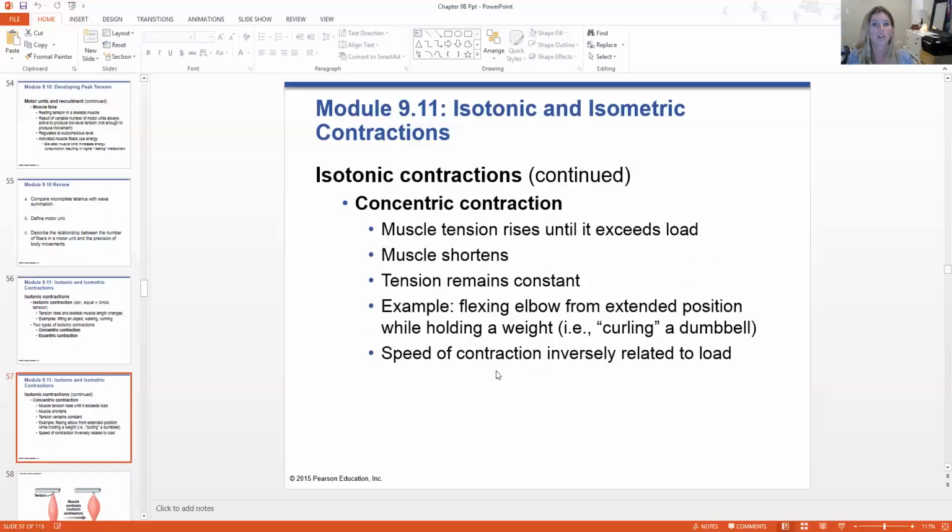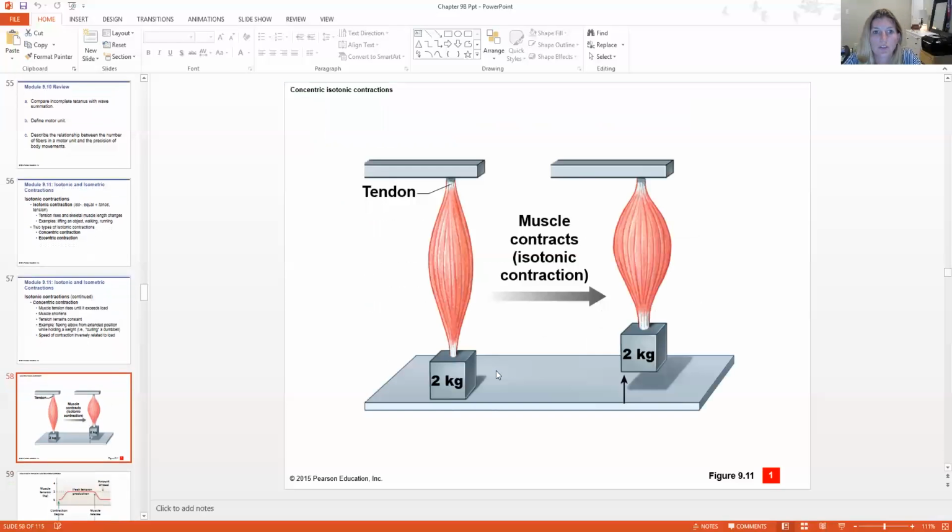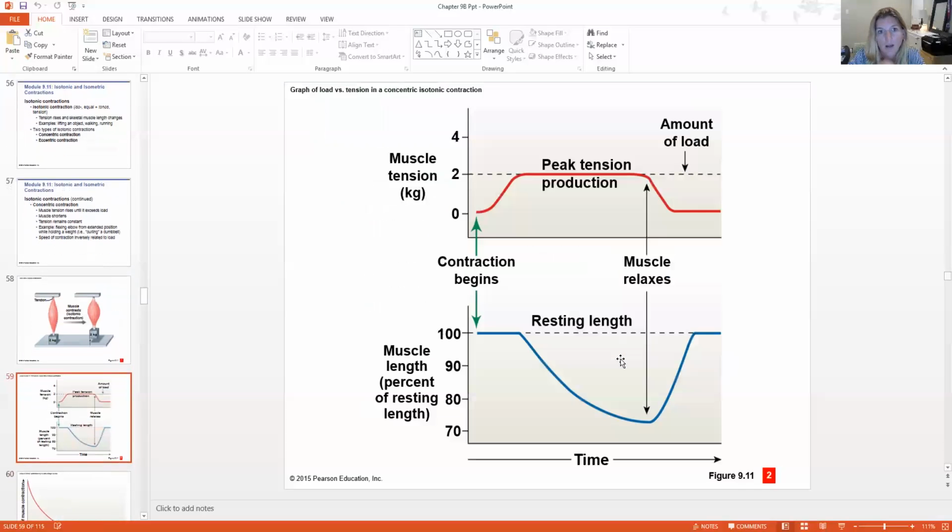The speed of contraction is inversely related to the load. So in other words, if you do it really fast, that means your load is probably very light. If you do it very slow, it's probably something very, very heavy. Here you see that concentric isotonic contraction. Shortening, same amount of mass. Here you see it again, where we have our muscle tension increasing, we're getting peak tension, and the amount of load is relatively small. Here, our load is much higher.